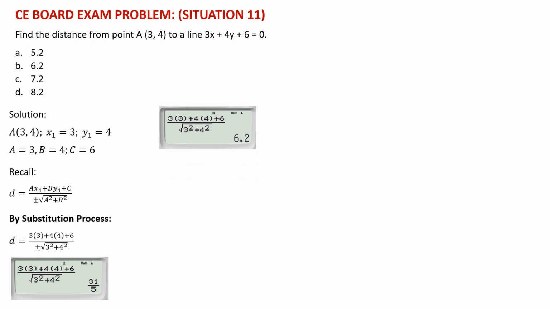And then by substitution and using the formula, let us now start computing using our calculator the distance from a point to a line. Finally, our final answer to this given board exam problem is 31 over 5 or 6.2 units.